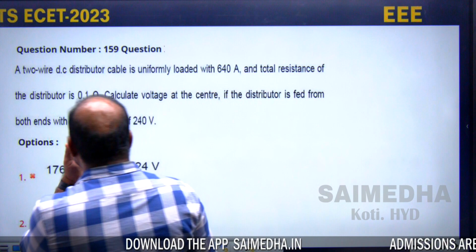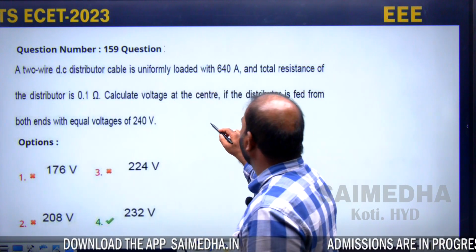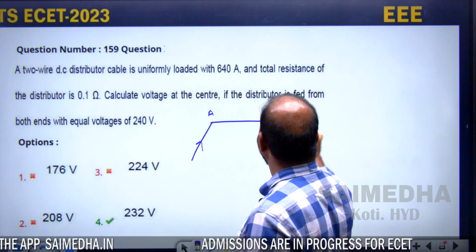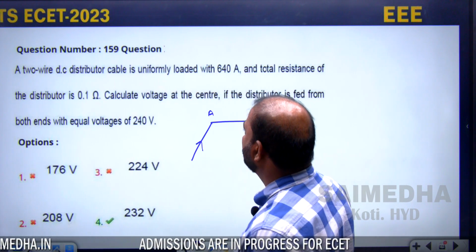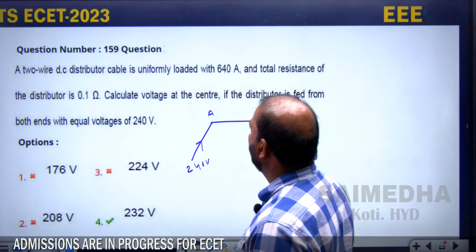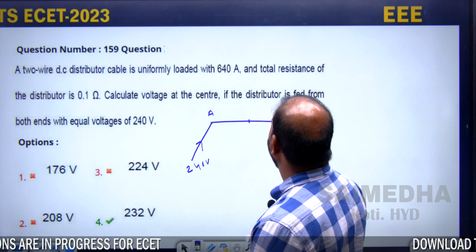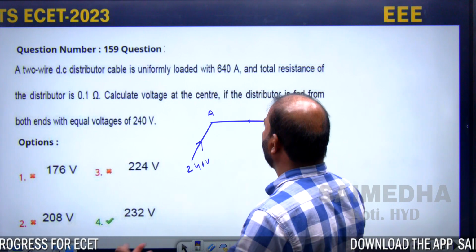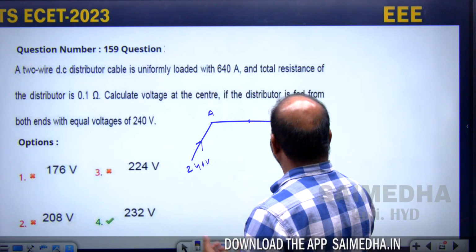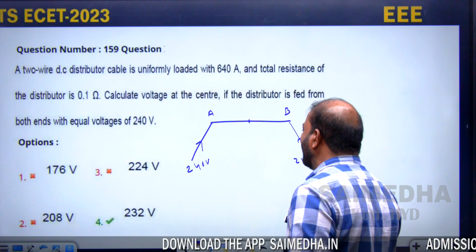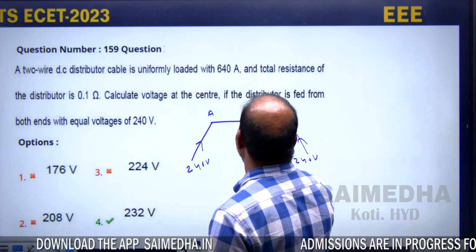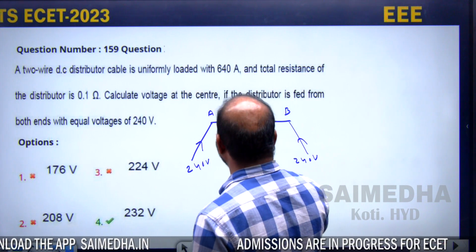A 2-wire DC distributor cable is uniformly loaded. If we have a DC 2-wire distributor that is uniformly loaded and fed with an equal voltage of 240 volts at both ends, then the maximum voltage drop occurs exactly at its center point, at its middle point.